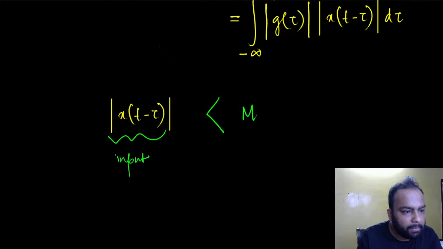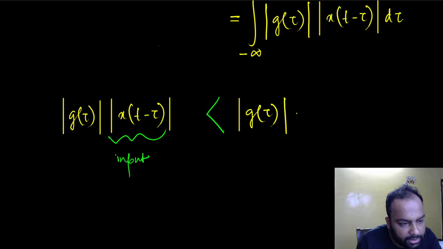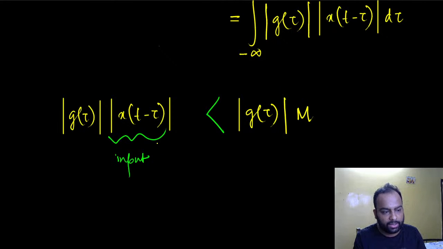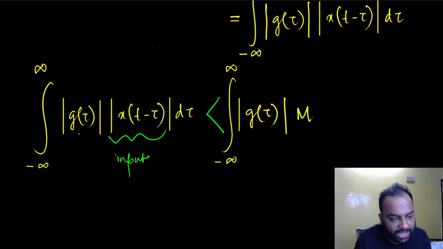Then what if I multiply this with mod g tau? Then that is always going to be smaller than mod g tau times m. So this input was smaller than m, and we multiplied both sides with mod g tau, and it still remains the same because this is positive. After taking a mod, it becomes positive. Now we can integrate both sides, and since everything is positive inside, that still works.